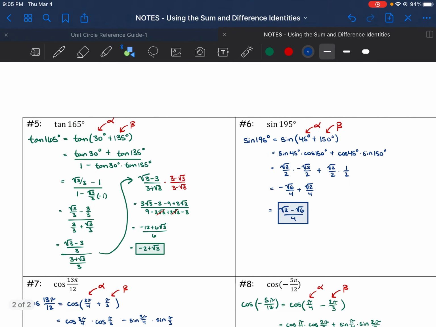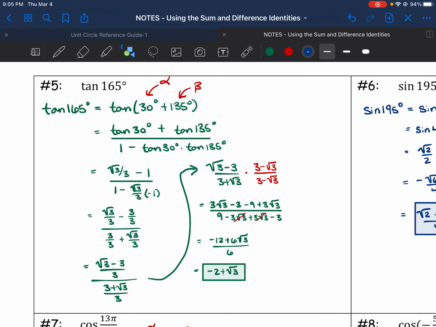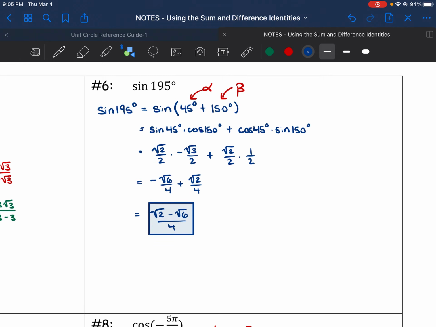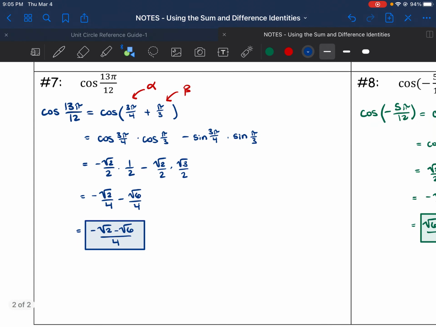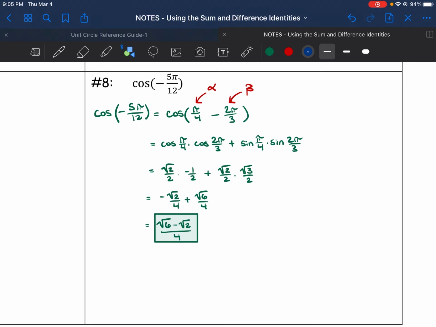Okay, so here's the work and the answer to number 5. Here's the work and the answer to number 6. Pause the video if you need to. Here's the work and the answer to number 7. And here's the work and the answer to number 8.